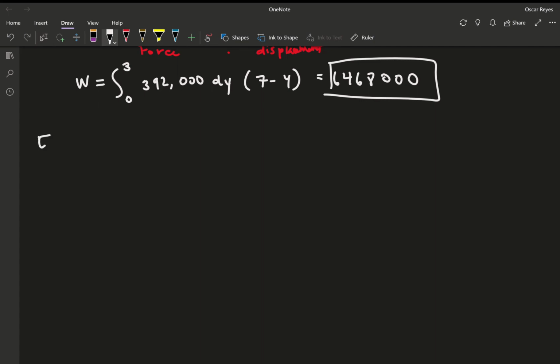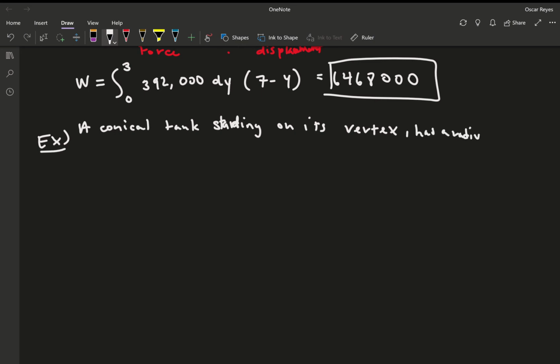So example number 2. A conical tank standing on its vertex has a radius of 10 meters and a height of 20 meters. The tank is 1/4 full of water.